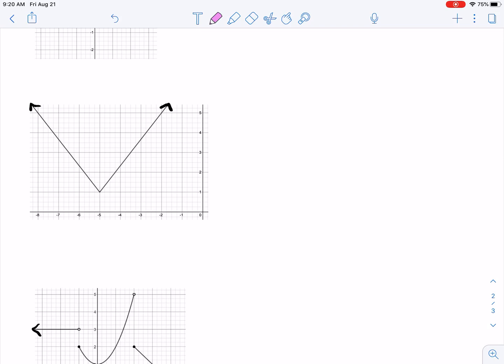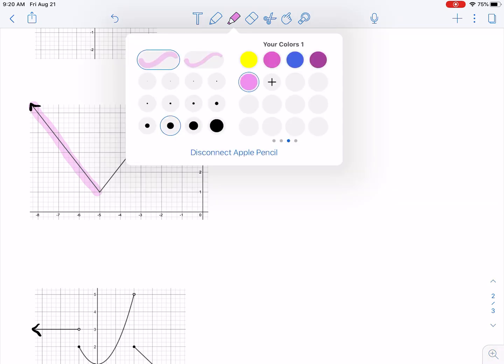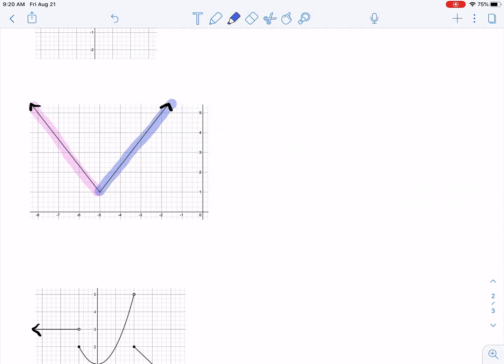Looking at this graph, I know some of you may know what this function looks like because it does look like a specific function that we're going to talk about this school year. But right now we're focusing on piecewise. So how many pieces of this graph do you see? I see one piece here, and I see another piece here. Okay, and so that's how we're going to write it.